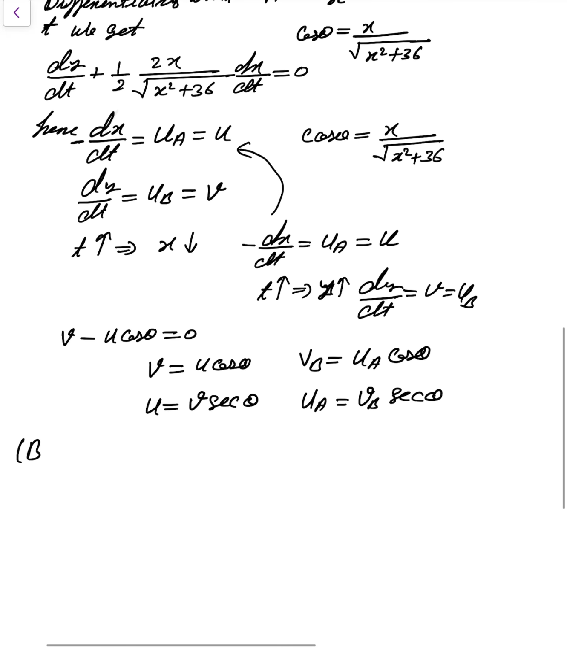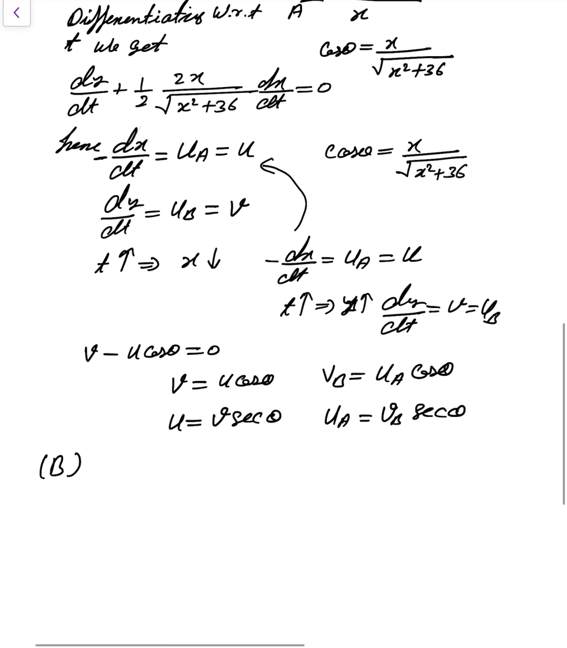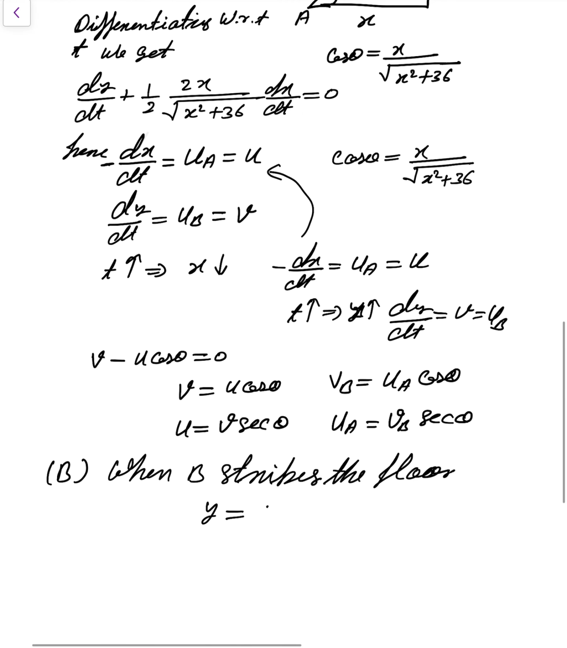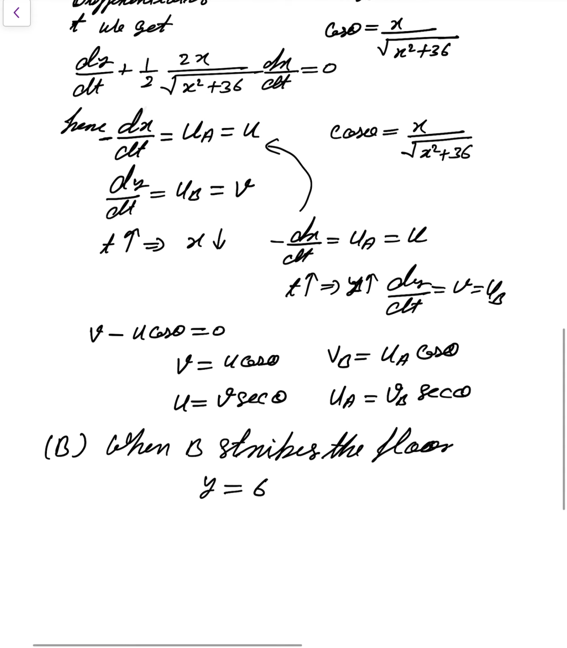Now part B. According to part B, when B strikes the floor, then y will be equal to simply how much? 6. Y will be equal to 6. So what about AP? AP is 16 minus 6, that is how much? 10 meter.